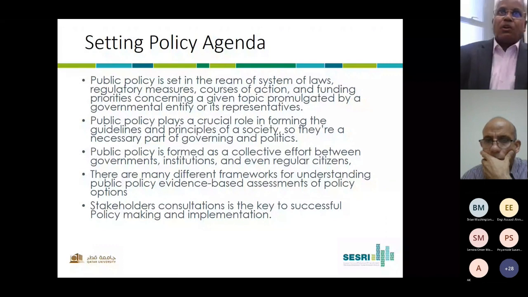Public policy is set in the realm of a system of laws, regulatory measures, courses of action, and funding priorities concerning a given action or promulgated by a government entity or its representative.